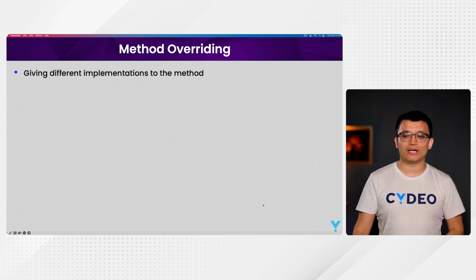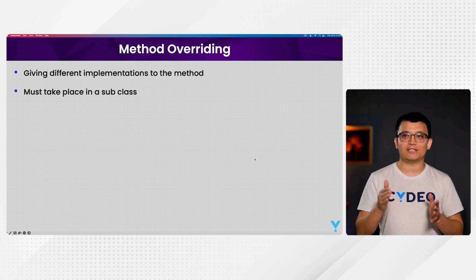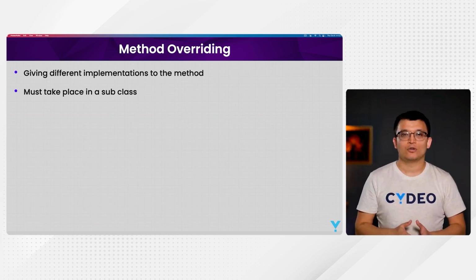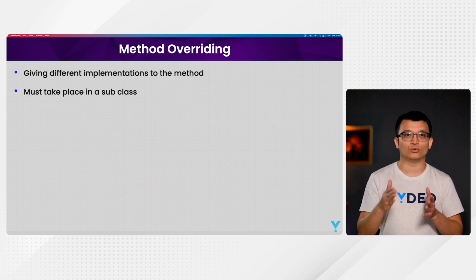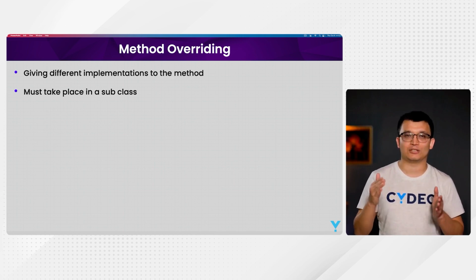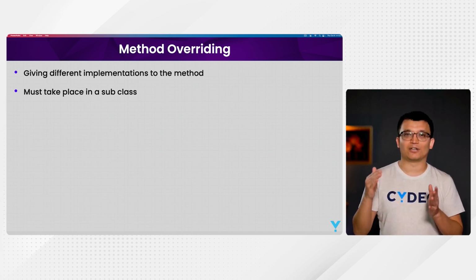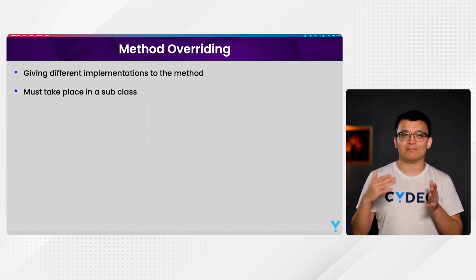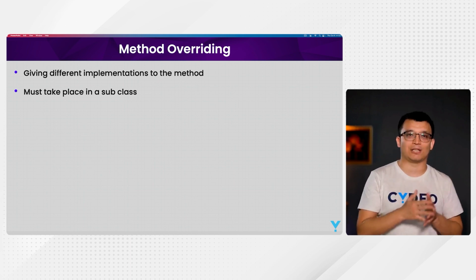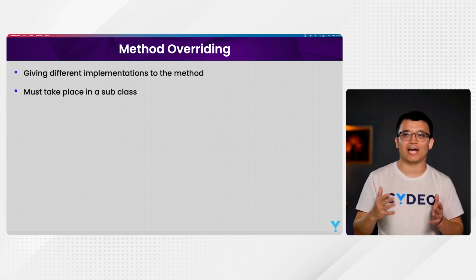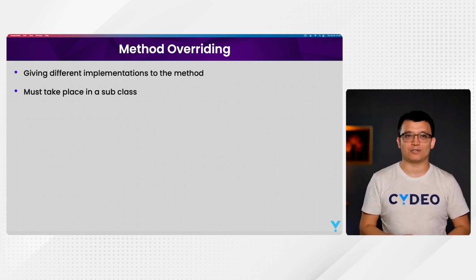But method overriding has one precondition. It must take place in a subclass. Which means if you would like to give different implementations to a method, you cannot do it in the same class. It has to be done in the subclass. After the class becomes a parent class, the method can be overridden in the subclass. And then the method can have different implementations.